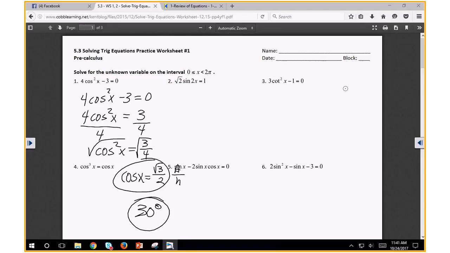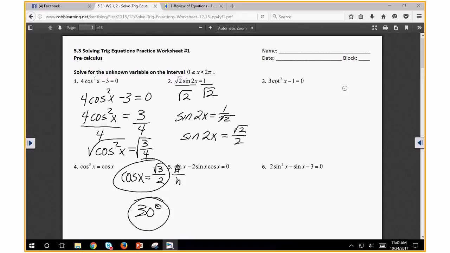Now, what about here? What can I do here first? Divide by square root of 2. You got sine of 2x is equal to 1 over the square root of 2. Sine of 2x is equal to the square root of 2 over 2. I don't know if they want you to take that down further. I don't think you can unless you use identity.